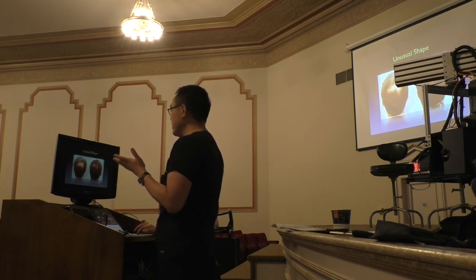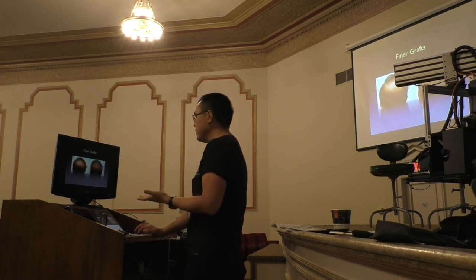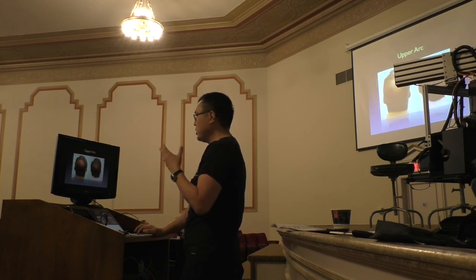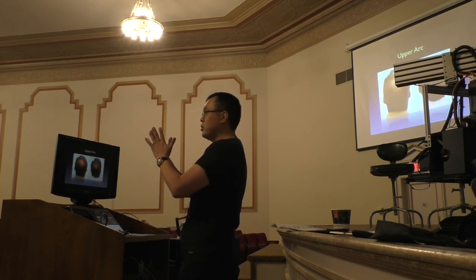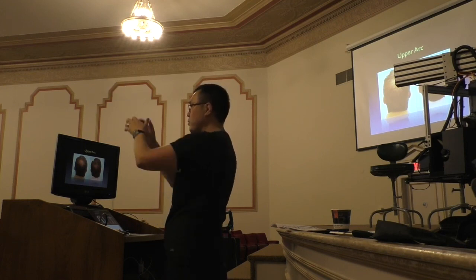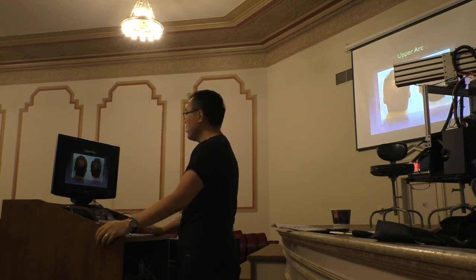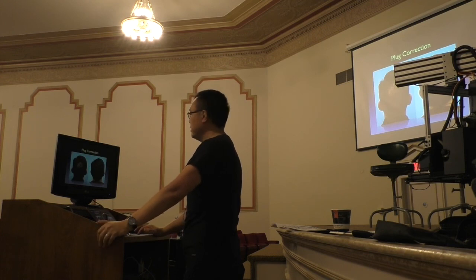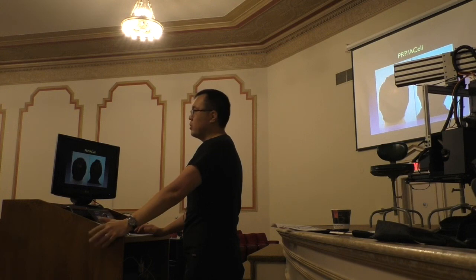This is just unusual shapes, diffuse patterns of loss in a female, finer grafts in an Asian. They still look good, and you can get this in this area. You can do just the upper arc, and if it's just the upper arc, you can create more visual density because it's just going up versus splaying open. These are corrections of plugs, okay? And this is done with FUE. And PRP and A-Cell can work very well too sometimes in the crown area.